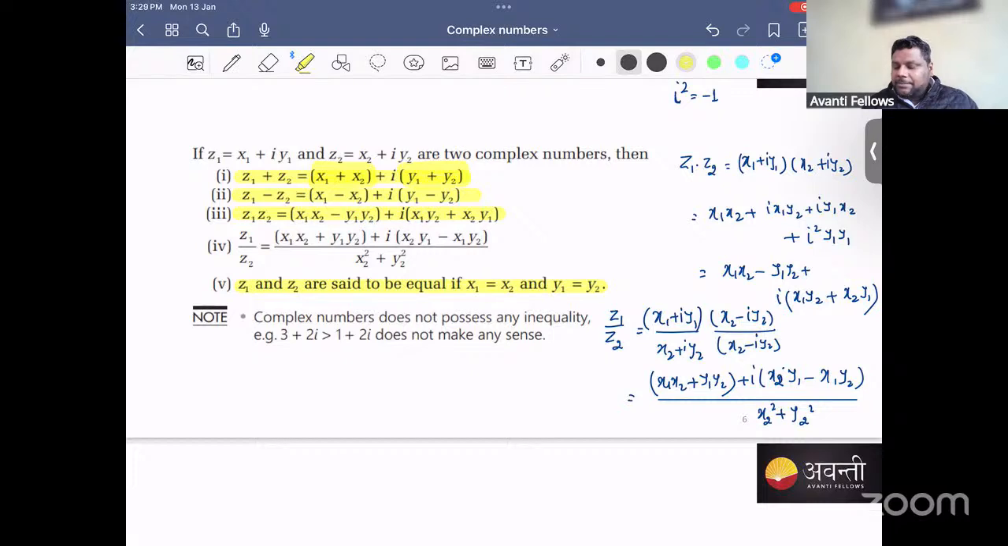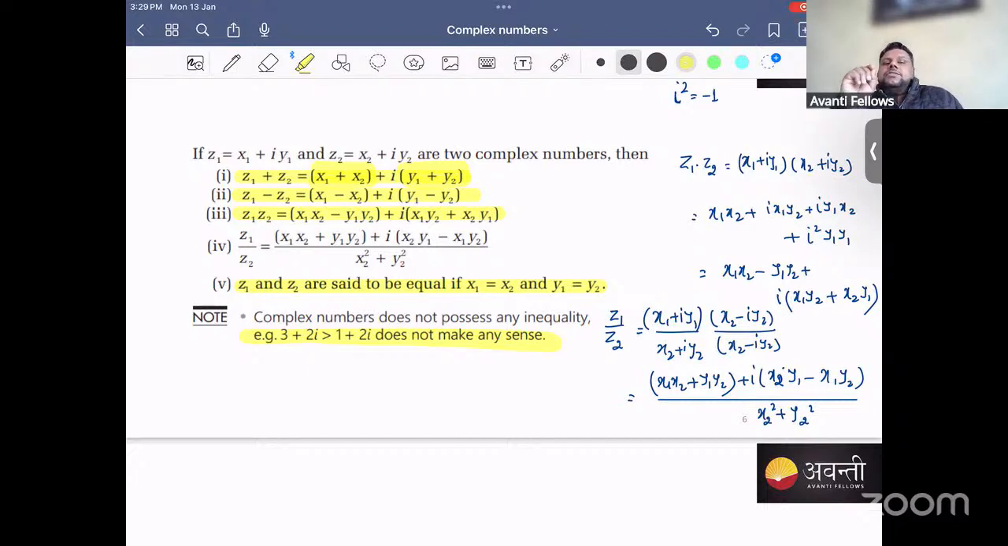You cannot compare two complex numbers except for the equality. Like saying this complex number is greater than this complex number does not make any sense. Like here, 3 plus 2 iota is greater than 1 plus 2 iota. That does not make any sense at all. Getting my point?